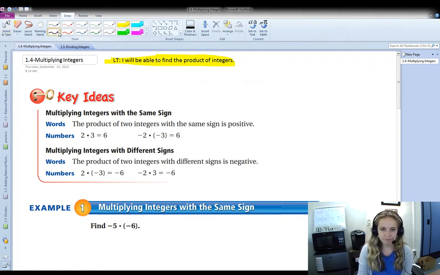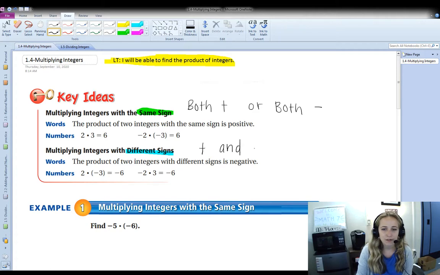So let's get started. Down here you'll see we're going to have two different scenarios. We're going to have multiplying integers with the same sign, and same sign means they're either both positive or they're both negative. That's what same sign means. Different sign means one's positive, one's negative. Positive and negative.